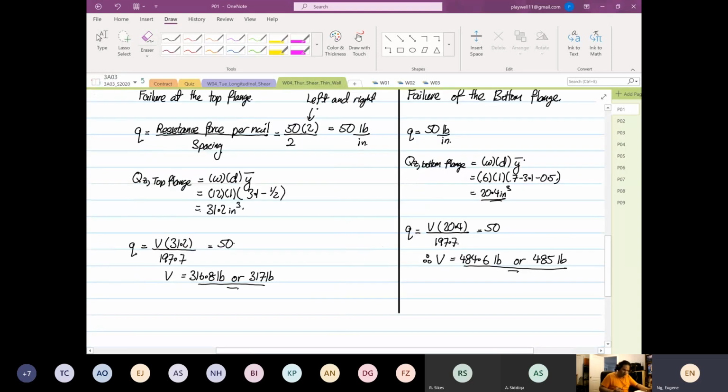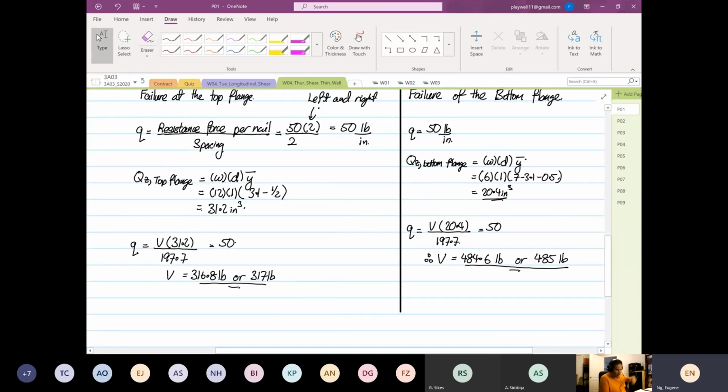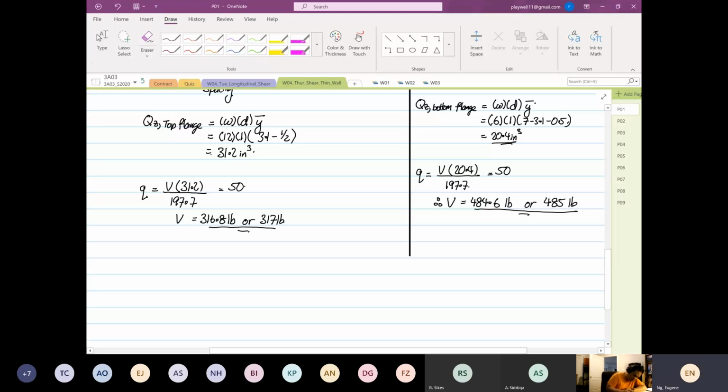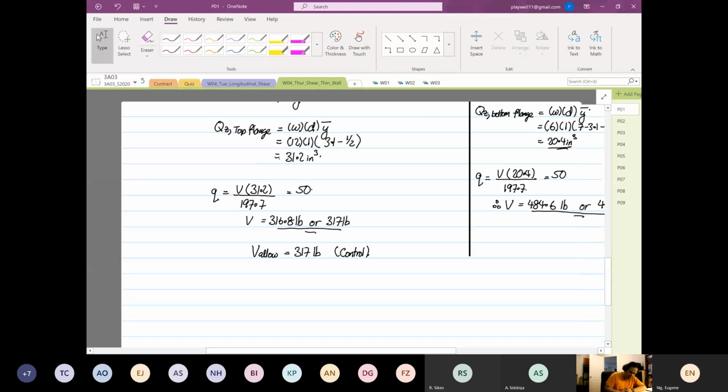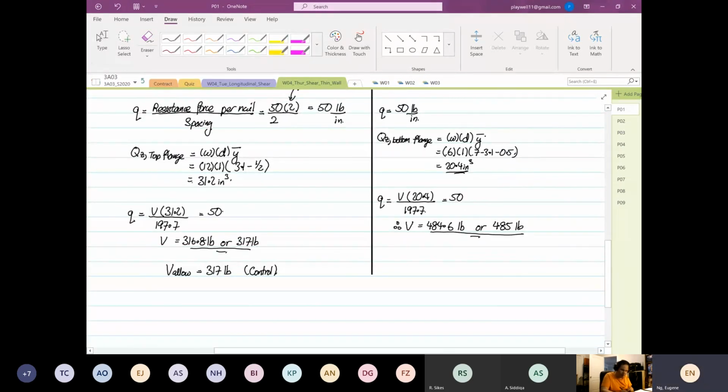So the top flange will fail. The top flange fastener will fail at 317 pounds. The bottom one will fail at 485. So the control, or the V allowable, will be equal to 317 pounds. So this is the one that controls the structure. If you were to pick the 485, the top flange will fail already.